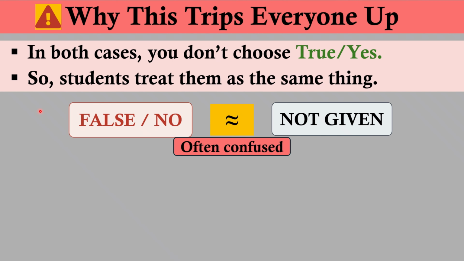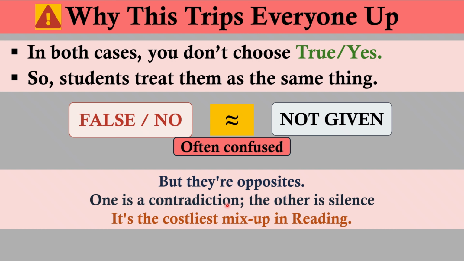Why does this matter so much? Because false or no and not given feel almost identical to our brains. In both cases, you don't choose true or yes. So, many students start treating them as the same answer, but they're actually complete opposites. One is contradiction, the other is silence. Mixing them up is one of the most common ways to lose marks in IELTS reading.